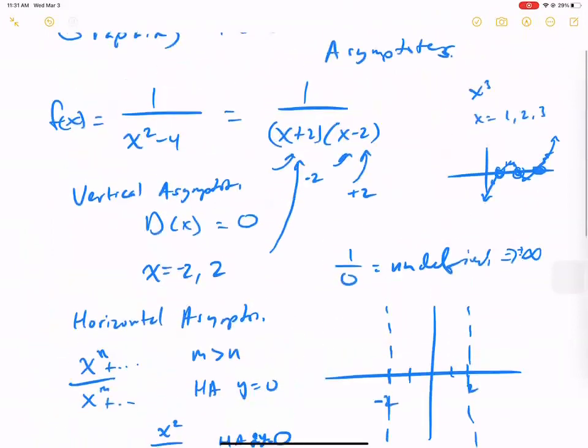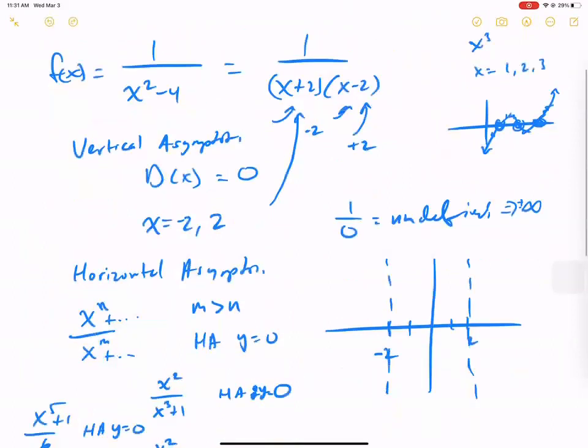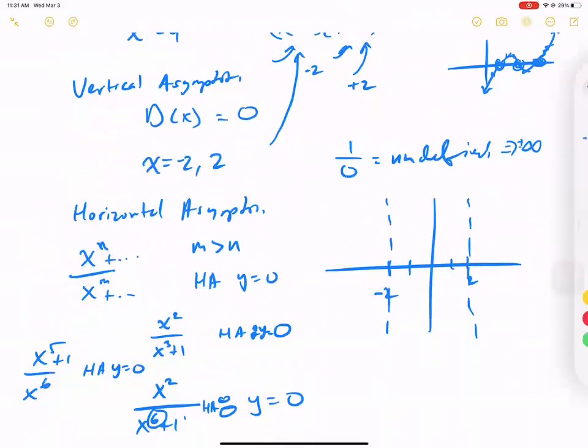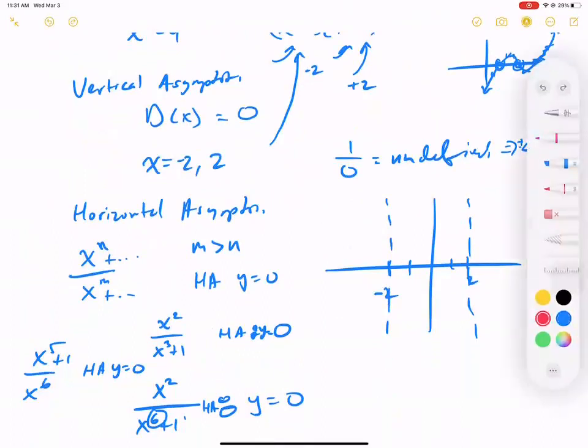Let's go take a look at it. The bottom is bigger, x squared versus nothing. Our denominator is bigger, so we're going to go towards 0. So I'm going to graph a horizontal asymptote. Let's use red here, and it's going to be at 0.